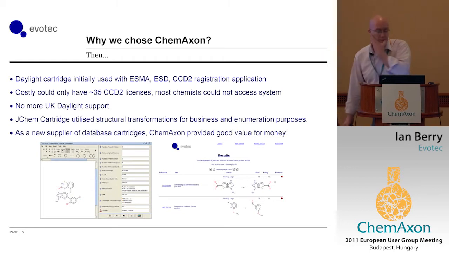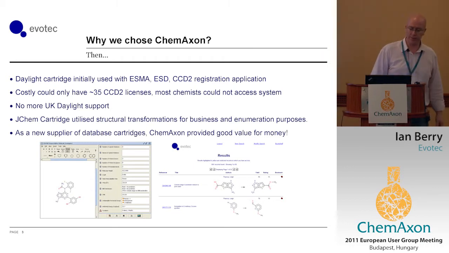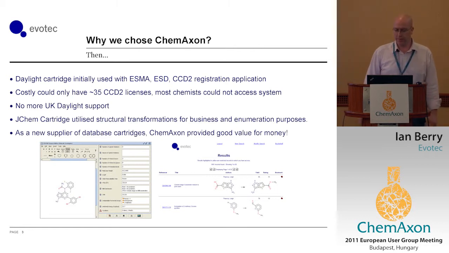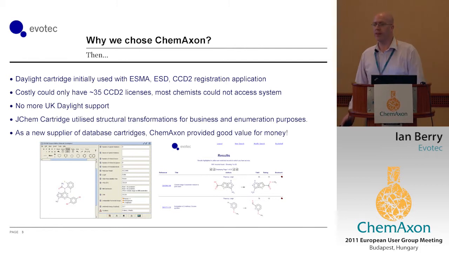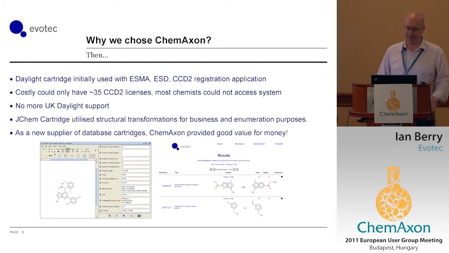They also stopped the UK Daylight support, which was obviously a bit problematic. And we found that the JChem cartridge was doing quite a lot of the stuff that we wanted to do at the time. And, you know, it was good value for money. I think we were customer number 2, Alex, or number 3 or something. One of the early big customers, I think, a long time ago.